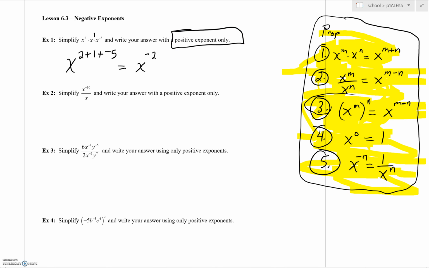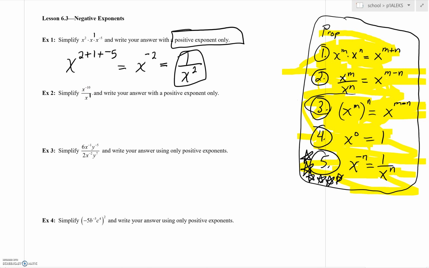But what you're going to see for the directions here is you want to have positive exponents only. So look at property number 5. We're going to be using this extensively. If you have a negative power, you've got to take the reciprocal. You've got to move that term to the denominator and then write your power as a positive. And then you're done.